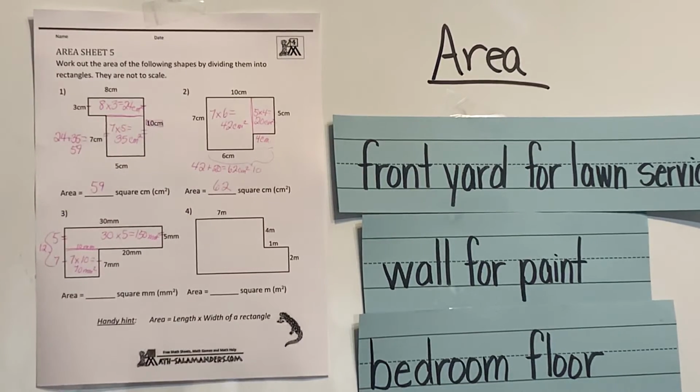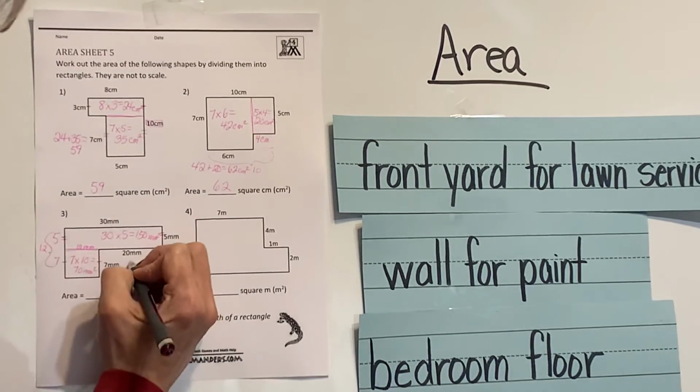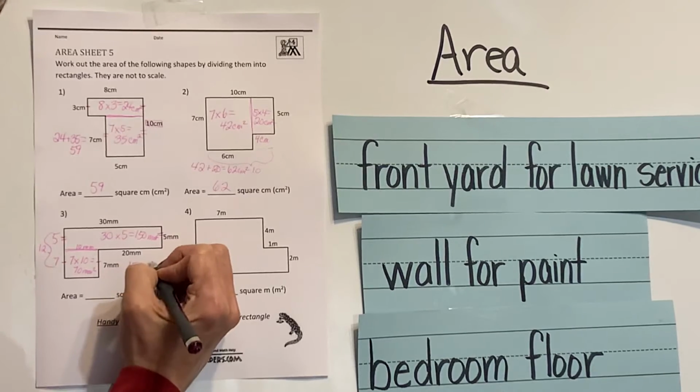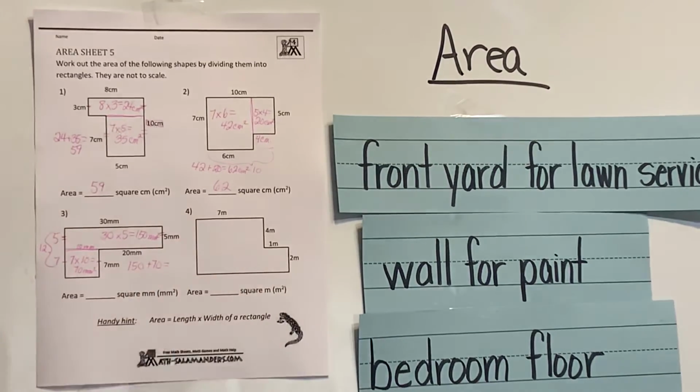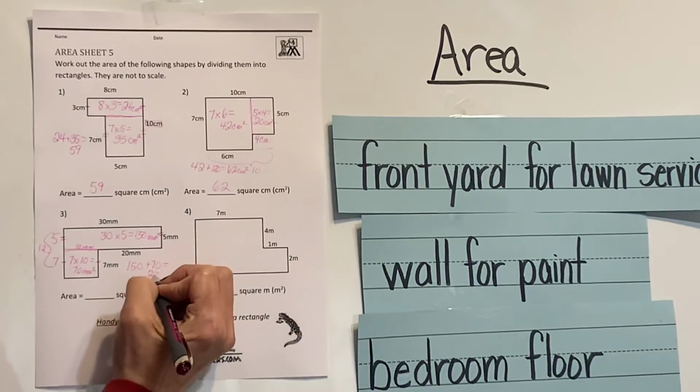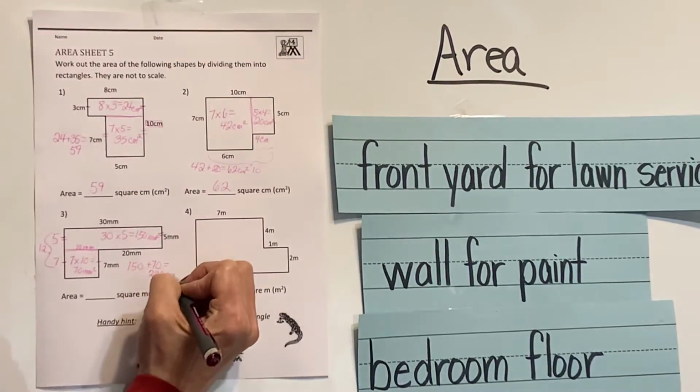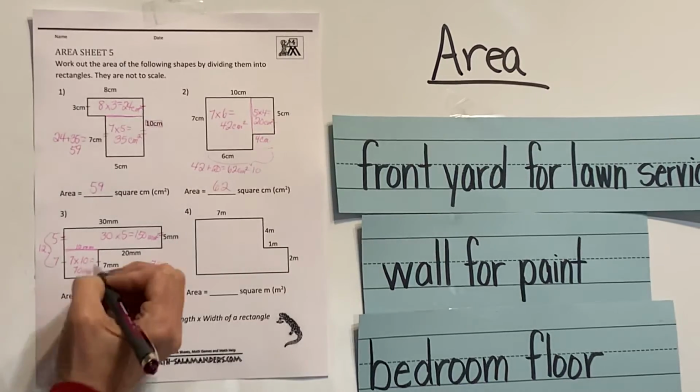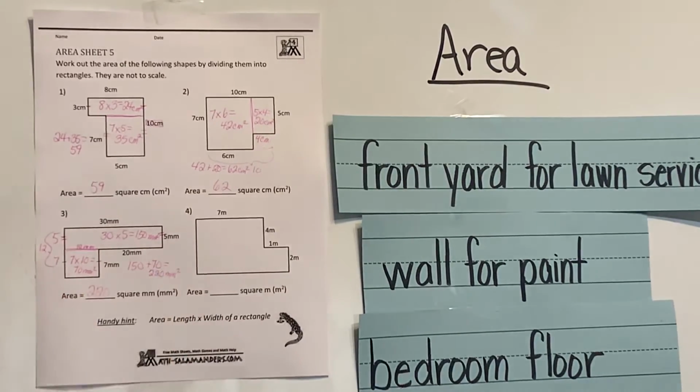So now I need to add these up. So I've got 150 plus 70 would give me a grand total of 220 millimeters squared. 220. All right.